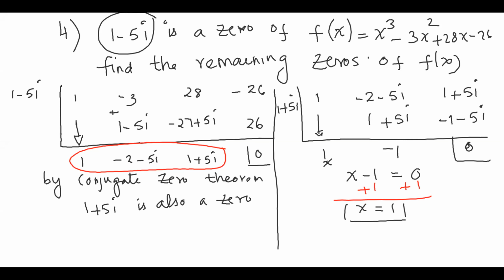And this is a polynomial of degree 3. So we got 3 zeros. The zeros are 1, 1 minus 5i, and 1 plus 5i.